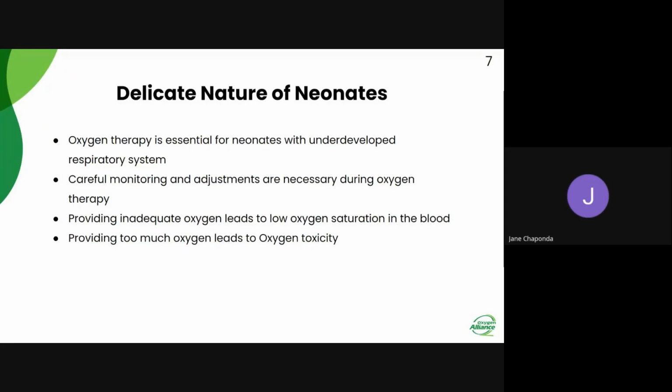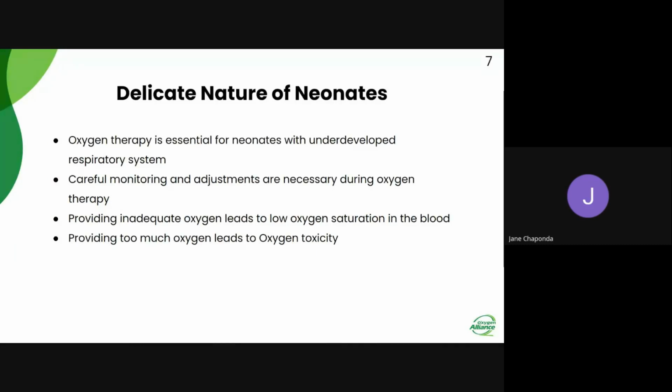tissues of the neonates. In summary, neonates face unique health challenges due to their developmental stage. So proper medical care, monitoring, and supportive interventions are crucial during this critical period of life.